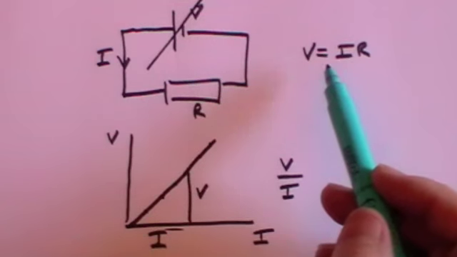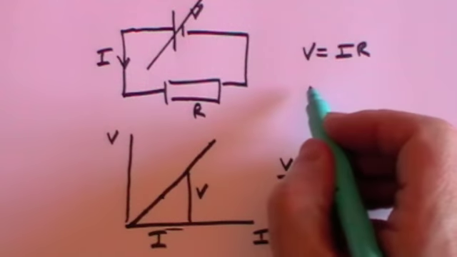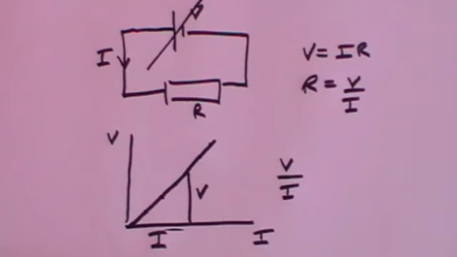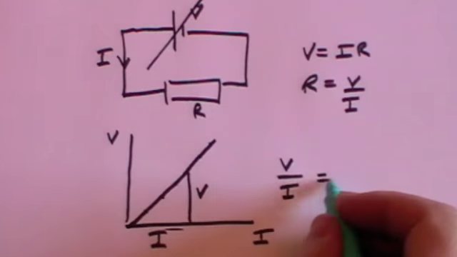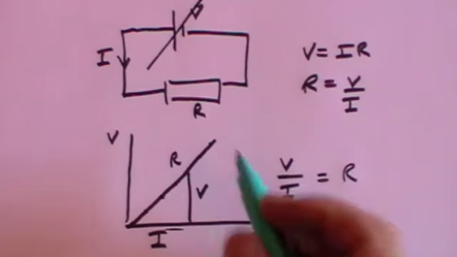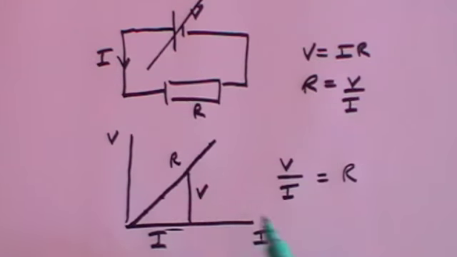But look at Ohm's law. From Ohm's law, you can see that resistance is V over I. So the gradient of the chart is just the resistance. So if you plot voltage against current, the gradient will give you the resistance.